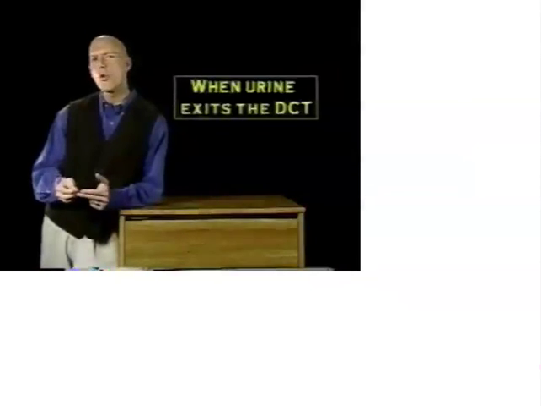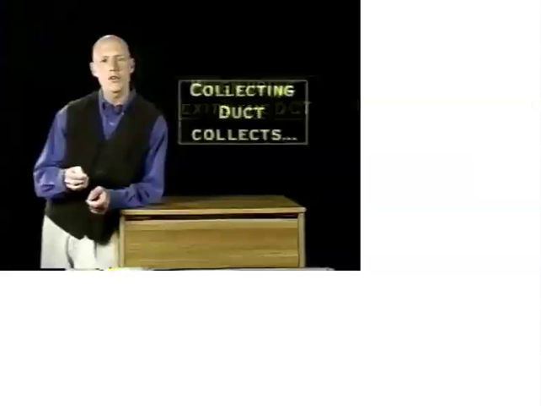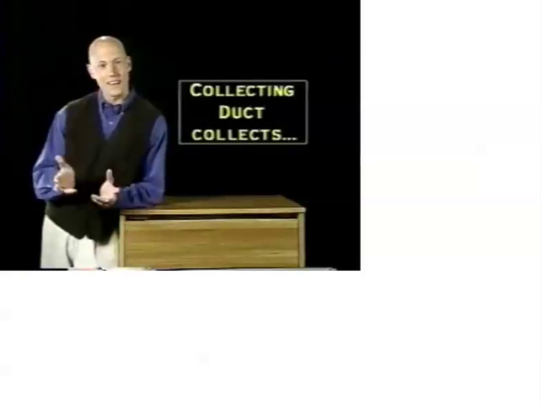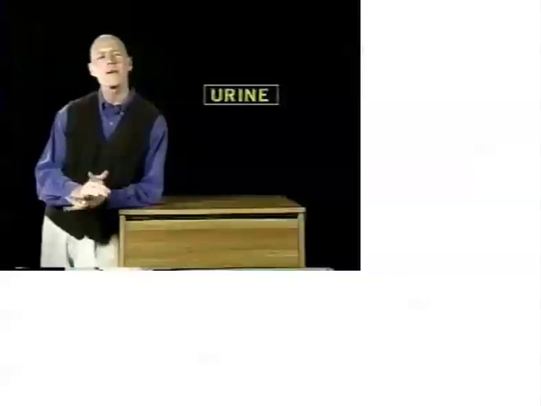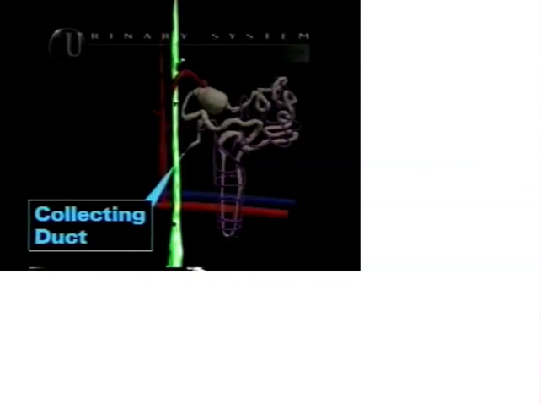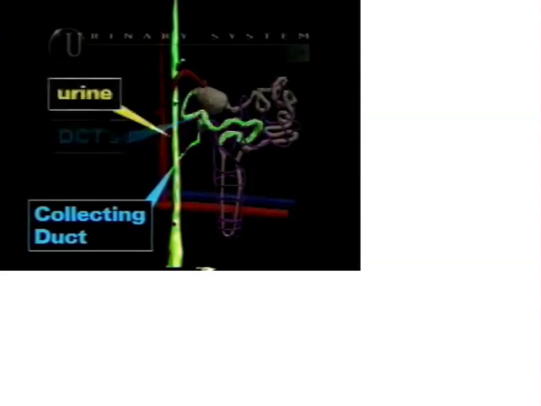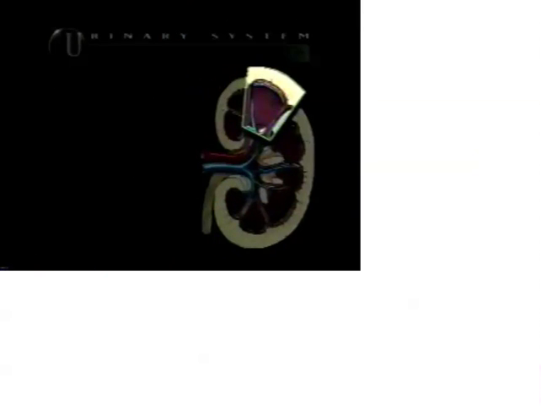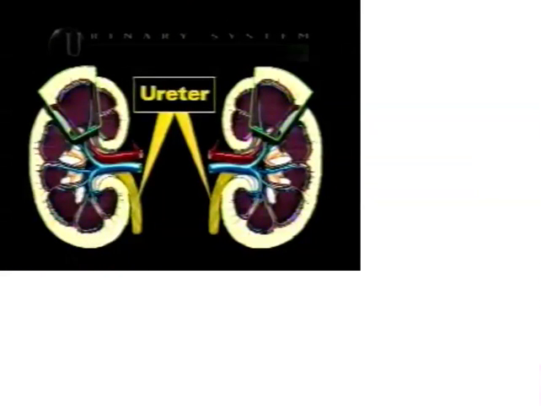When the urine formed in the renal tubules exits the DCT, it's delivered to a collecting duct. The collecting duct collects urine. Wow, what a great hobby. The collecting duct collects urine from the DCTs of a whole lot of nephrons. You see, the millions of nephrons in your kidneys all have DCTs that empty out into collecting ducts. These collecting ducts deliver the urine to the renal pelvis. Then it flows into a ureter. Remember, each kidney has a ureter, so you have 2 ureters.